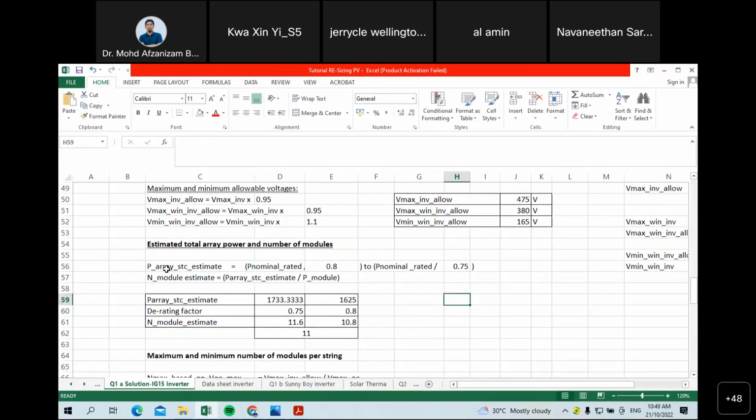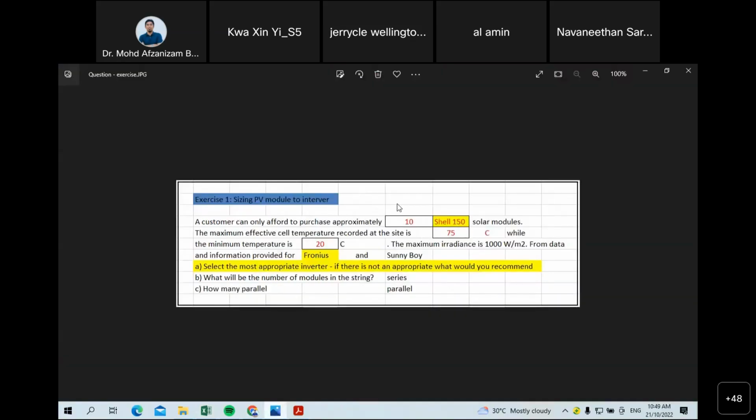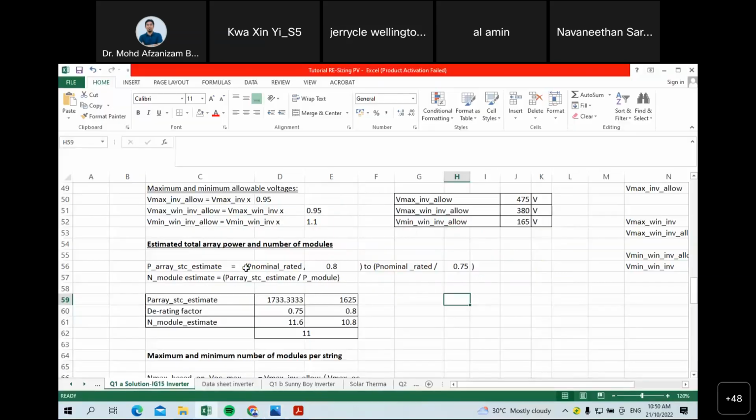The combination of the modules. Combination of modules, meaning it should not be one module. Related to our question, it is a combination of 10 modules. But we don't know how those 10 modules will be connected, either all in series or all in parallel or a combination of series and parallel. We don't know yet. P array equals P, where P refers to power.